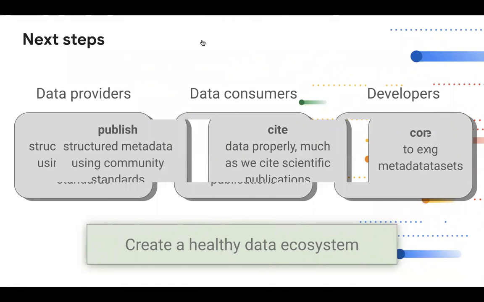So someone else asked, you're showing data citations for the results in Google Dataset Search. How are those counted in Google Scholar?